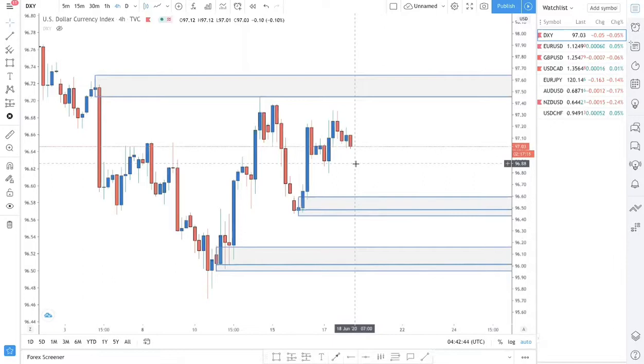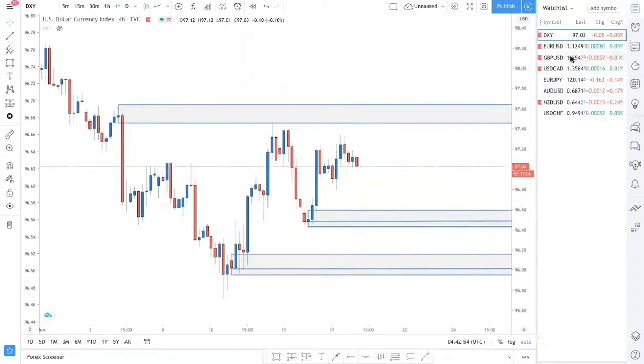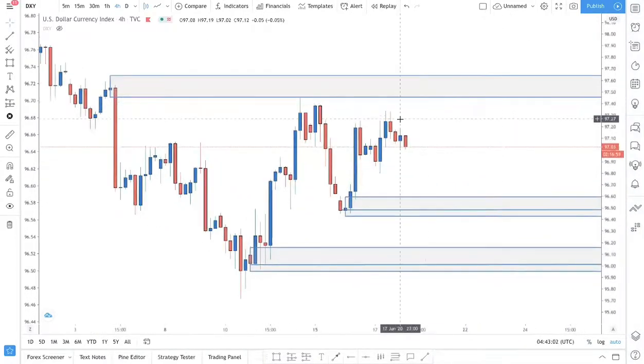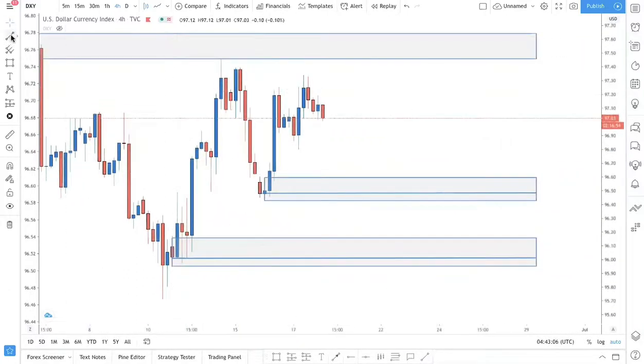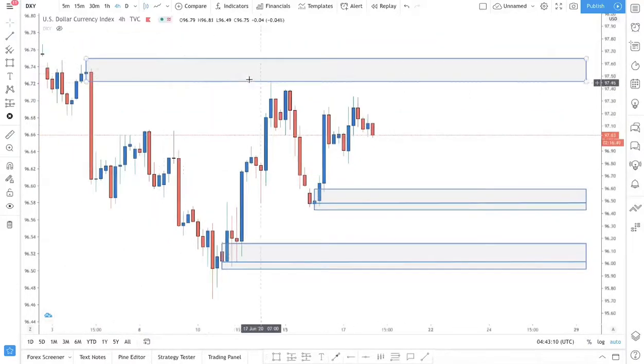I just want to make a little video analysis on one or two pairs based on supply and demand strategy. Yeah, so this is the DXY, the US dollar currency index. I always use the DXY for correlation of other pairs. If you look right here, I have my zones already mapped.